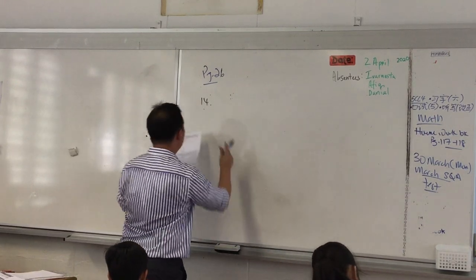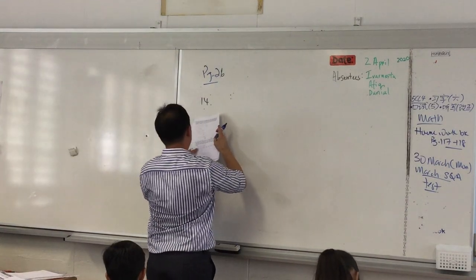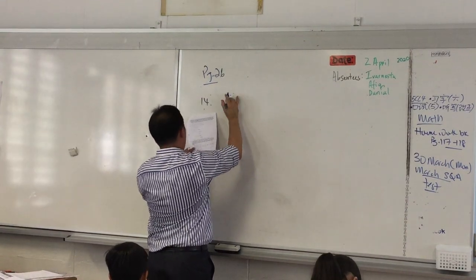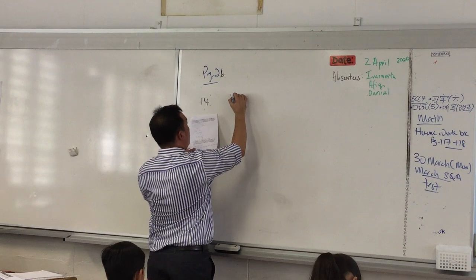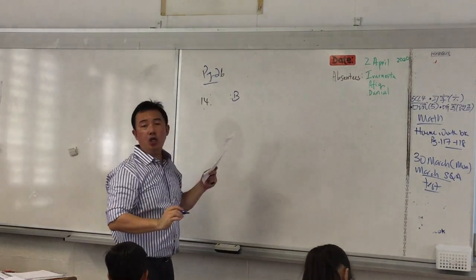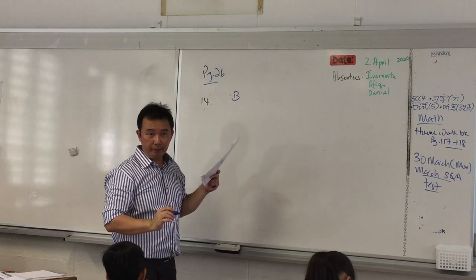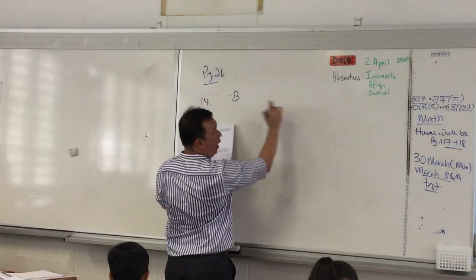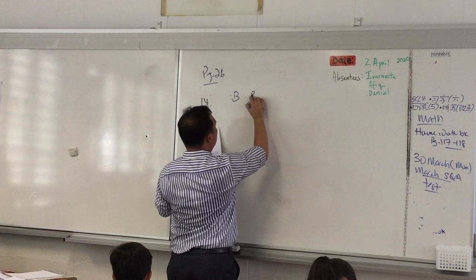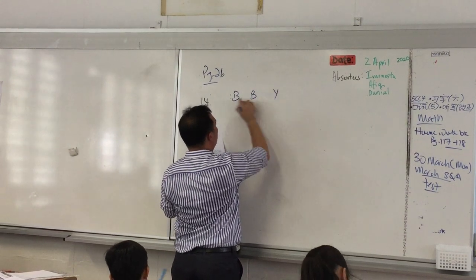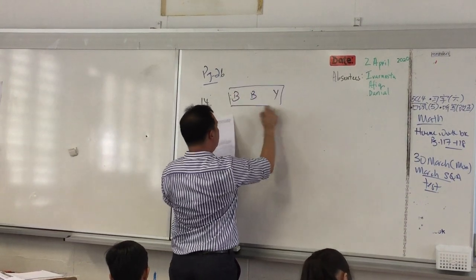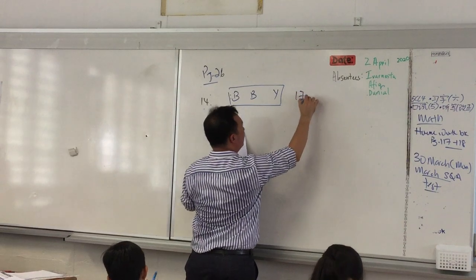So what I'm going to do is, can we use B to represent blue and Y to represent yellow? Is it okay? Alright, that means I know 2 blue and 1 yellow, this whole thing, is 17 meters.